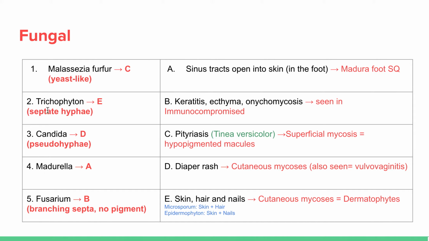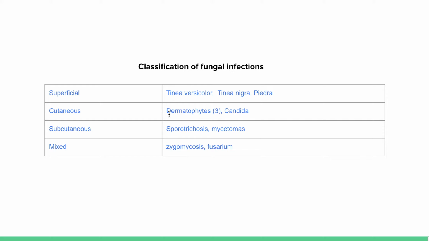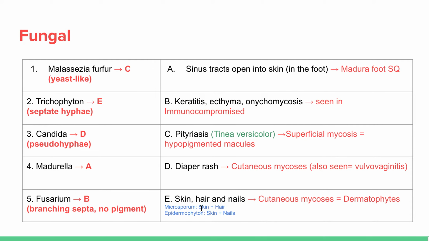Okay, next is our Trichophyton. Going back here, it's one of the dermatophytes in our cutaneous mycoses. Trichophyton specifically, it says tri, so TRI 3, so it's associated with all three: skin, hair, and nails. We also have Microsporum that only does skin and hair, and Epidermophyton, which does only skin and nails. So make sure you know all three of these.